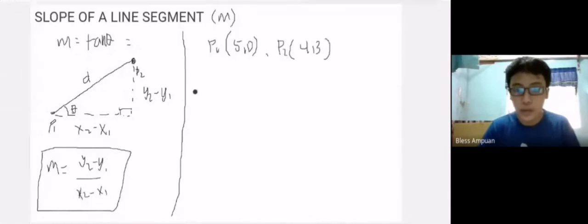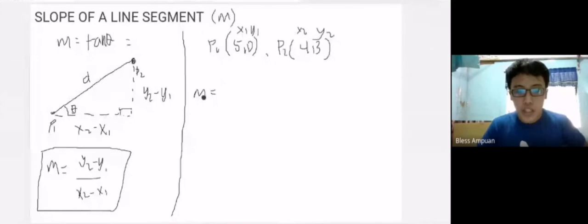So therefore, we could say that our slope is equal to, so take note that this is our x sub 1, and this is our y sub 1. This is our x sub 2, and this is also our y sub 2. In order for you not to be confused, or for this kind of problem to be easy to solve, you need to designate. It is okay to designate for your reference.